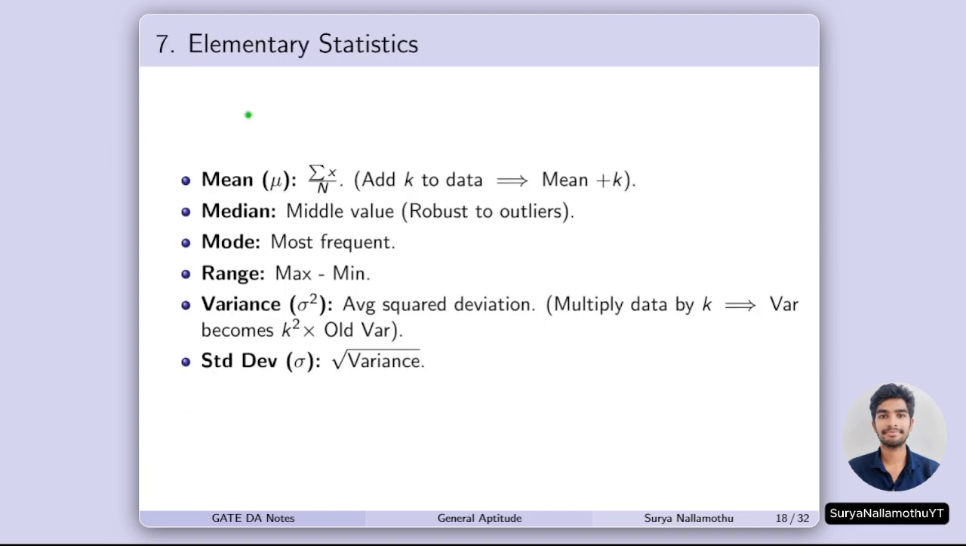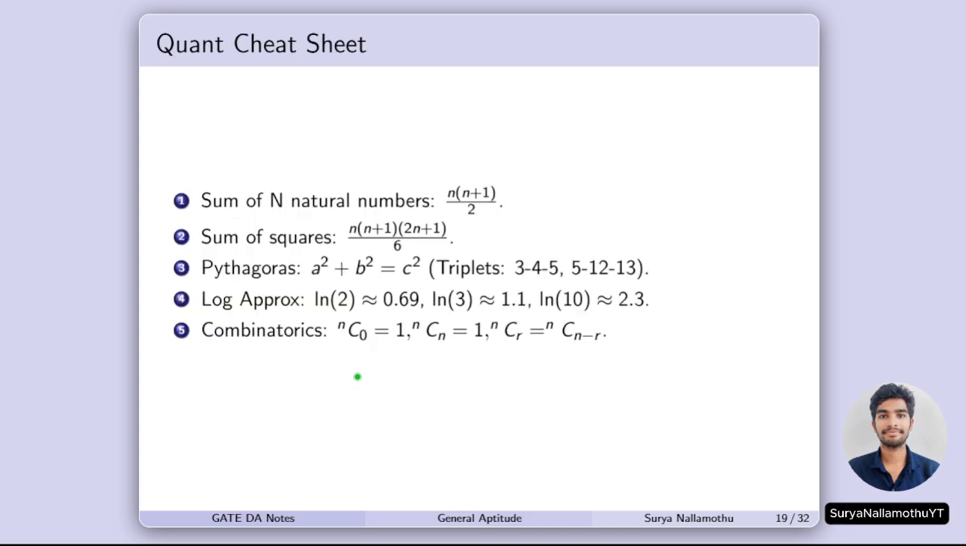Next, elementary statistics. We know in statistics-related problems, the mean formula is the sum of all observations divided by the number of observations, that is called mean. Median is the middle value, and the most frequent item is called mode. The range formula is maximum minus minimum. The variance formula is sigma square, and the standard deviation is the square root of the variance.